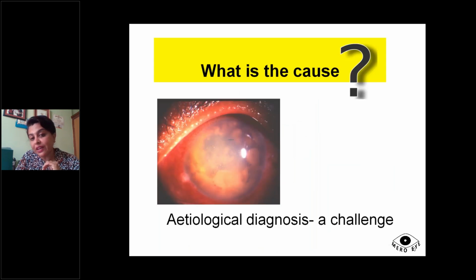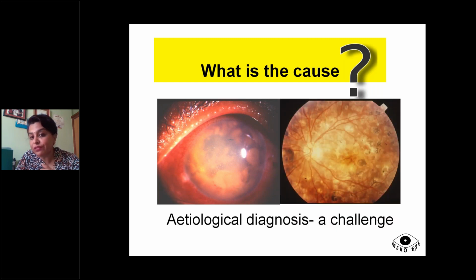Now just look at this eye. This is just a manifestation in a person. Then how can you reach the diagnosis? This was the posterior segment finding.